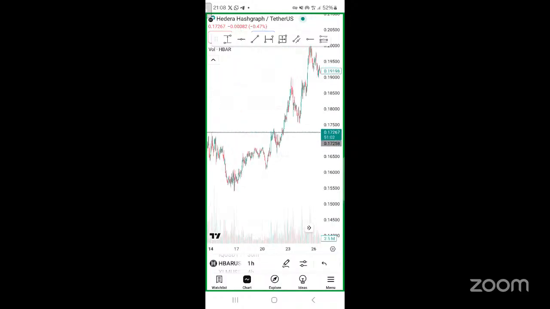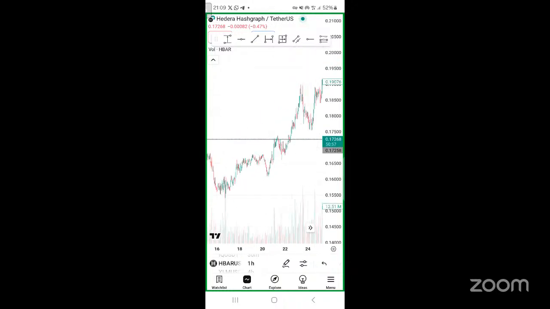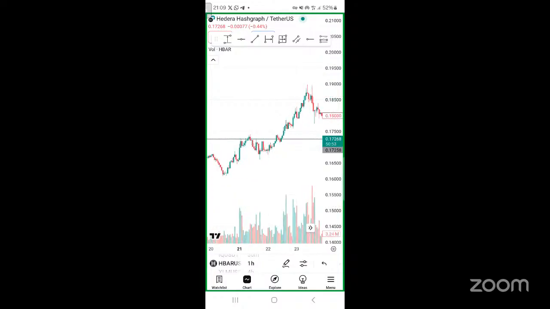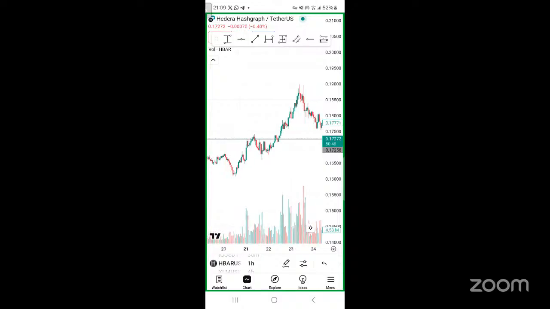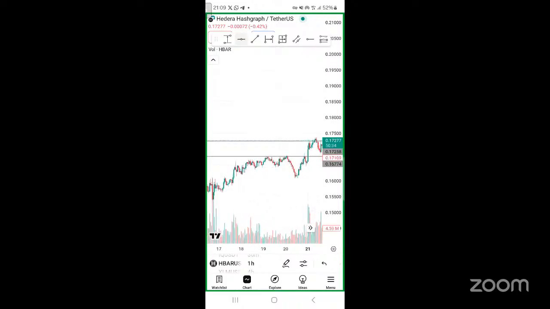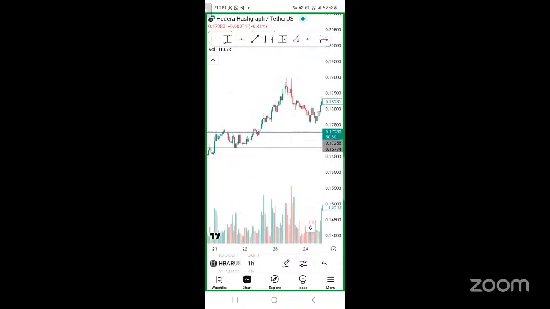From there, how far can it go? Where is the next resistance? I mean support. If it is going down, where is it going to experience support? I noticed that the support is going to happen somewhere here, I think. The coin is going to experience support at this point.